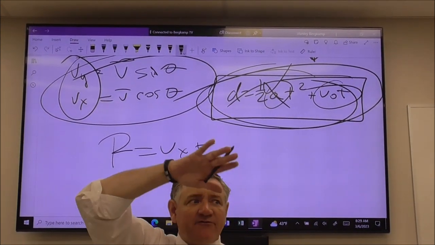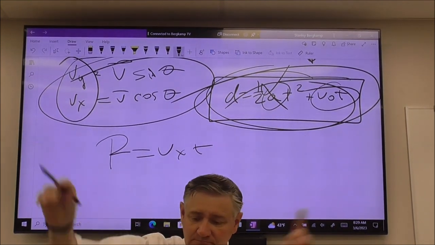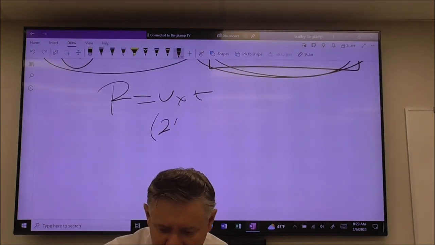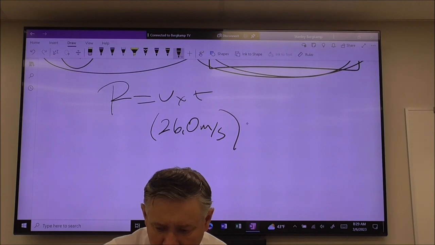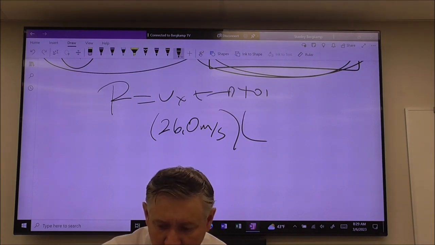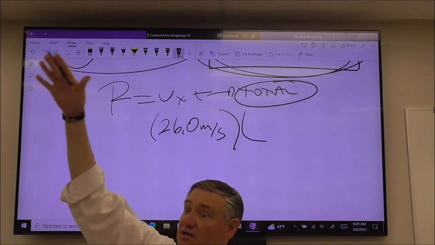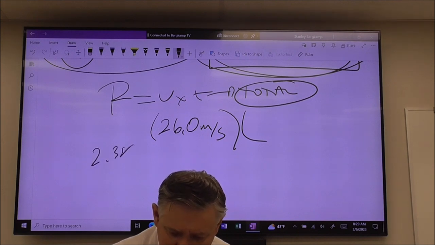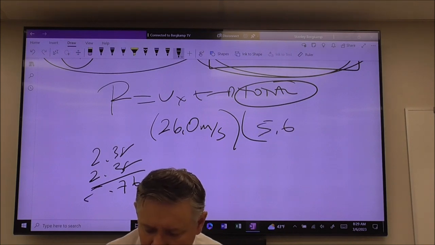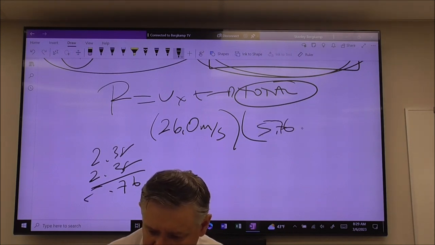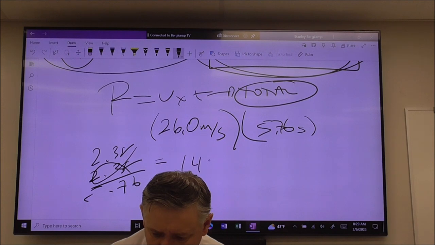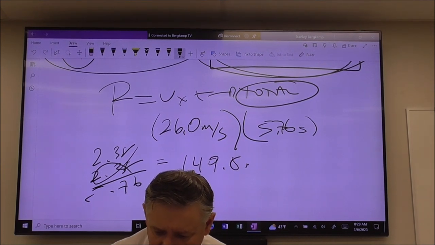So if I want to know how far this softball is going to go that Carson hit, I'm going to take my horizontal velocity, which we said was 26.0 meters per second, and then I'm going to multiply that by the total time, okay? Because that's how long it's going to be in the air. Oh, my total time. So what was it? 2.38 times 2, 5.76. So Carson, take 26 times 5.76, please. 149.76. So 149.8 meters, about 150 meters.